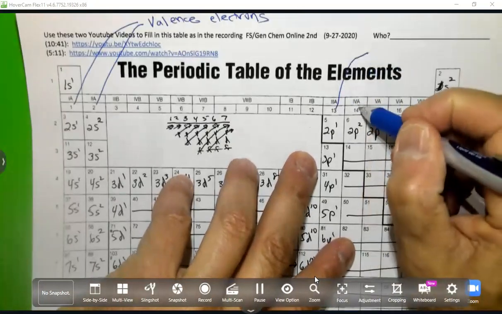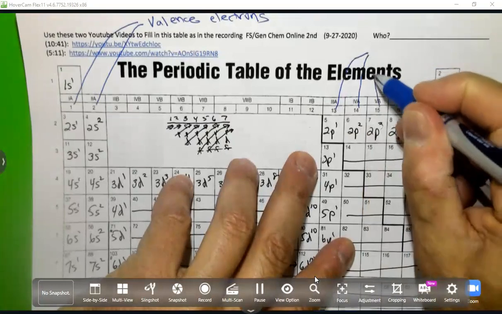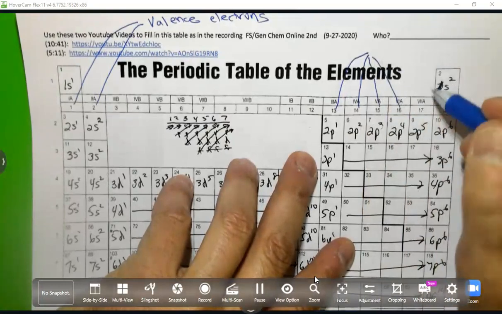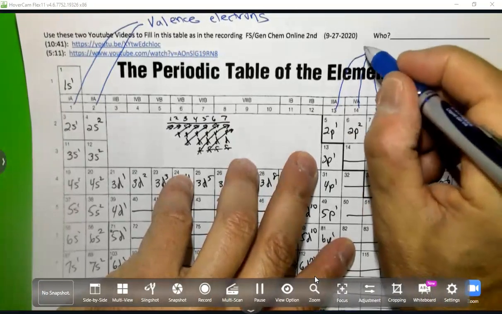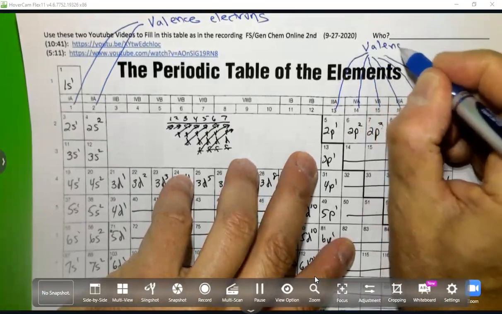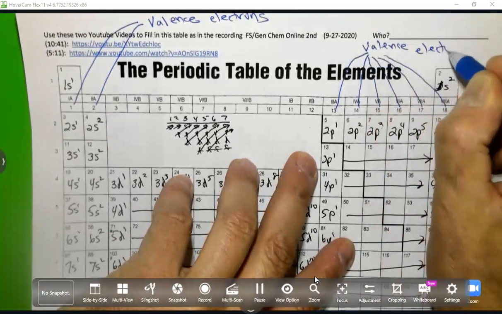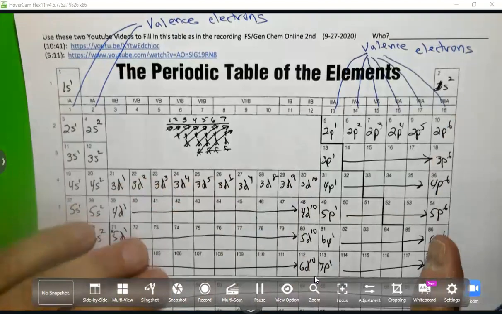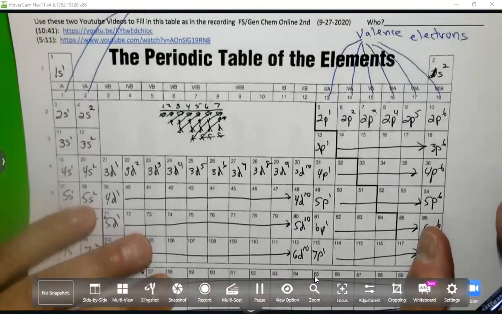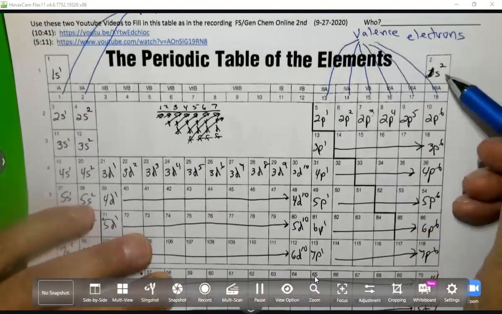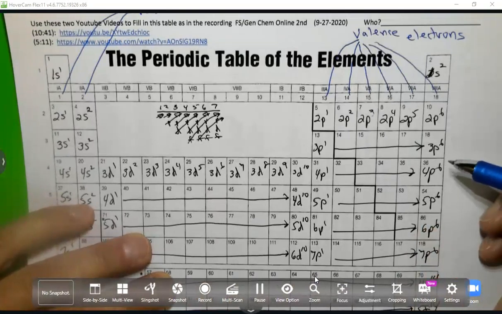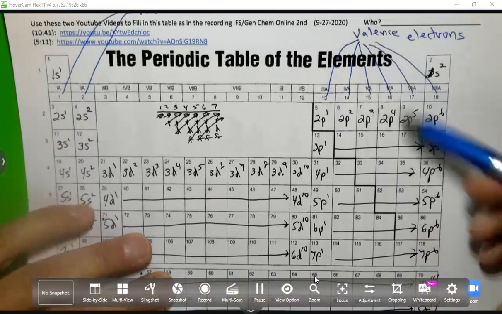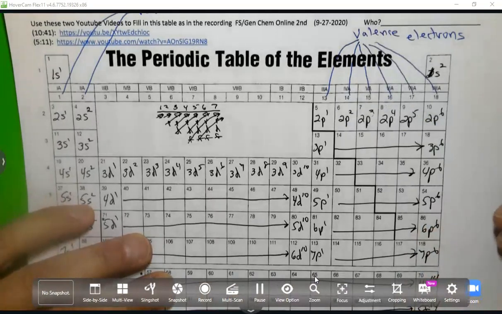We're going to be using this all the time in the next chapters. The ones place right here matches our valence electrons. Helium would have 2 valence electrons, but after helium, it's just the ones place that should match your valence electrons.